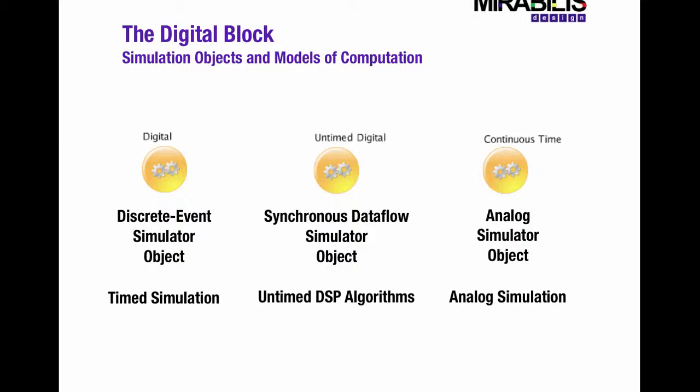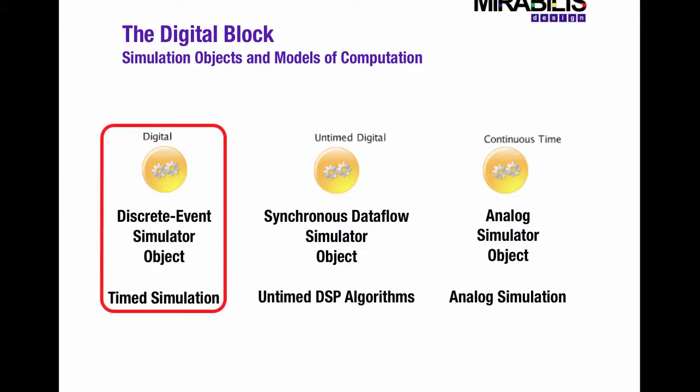On the left, we have the discrete event simulator object, which supports time simulation. In the middle, we have an untimed digital that supports synchronous data flow, untimed DSP algorithms. And on the right-hand side, we have a continuous time object that supports analog simulation.